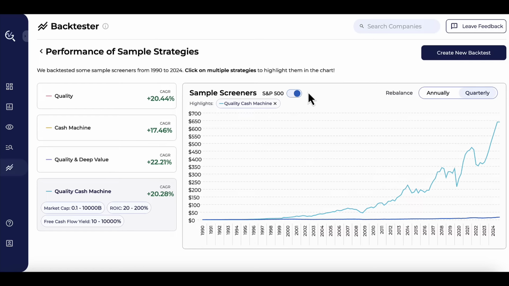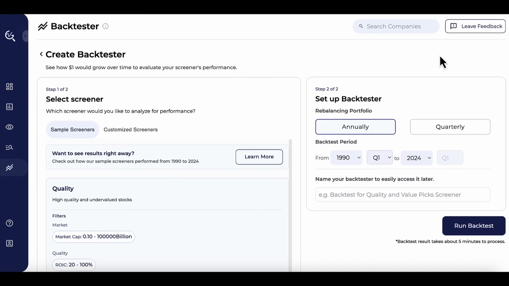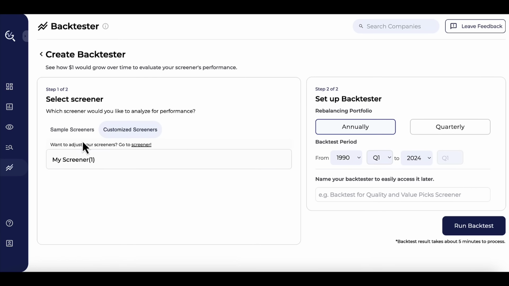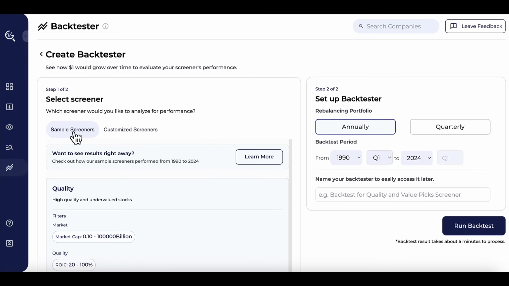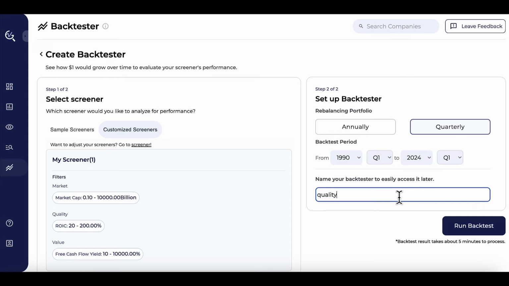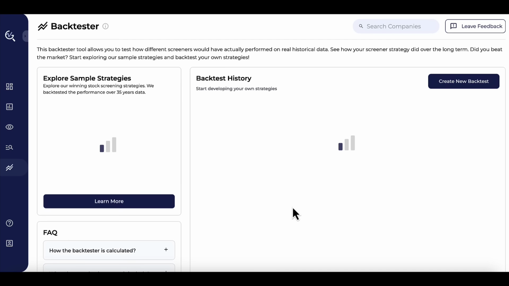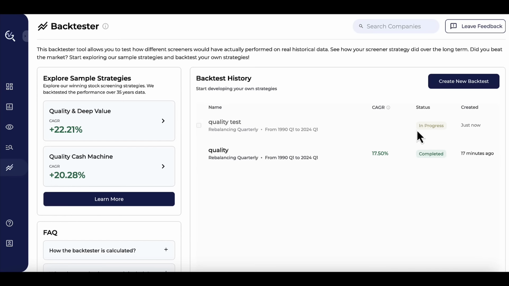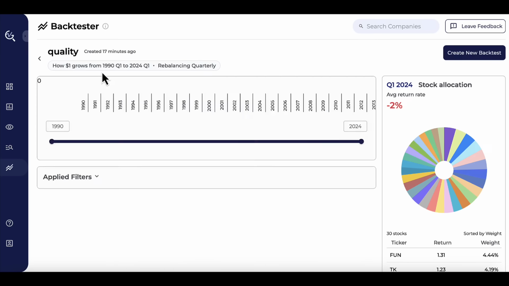Now you can test out your own strategy by creating a new backtest here. We have our customized screener from before, and you could try out some sample screeners if you like. We could select when we want to run the backtest, name it, and then click Run Backtest. So that'll take a few minutes to run. We can see it over here in progress. I ran one beforehand, so you can take a look at the result.